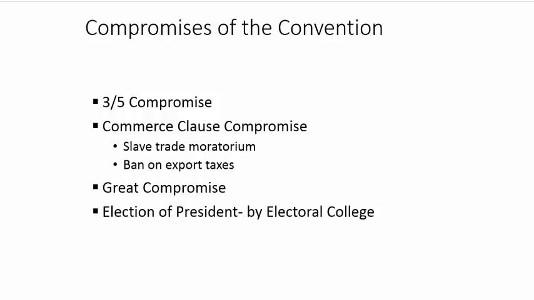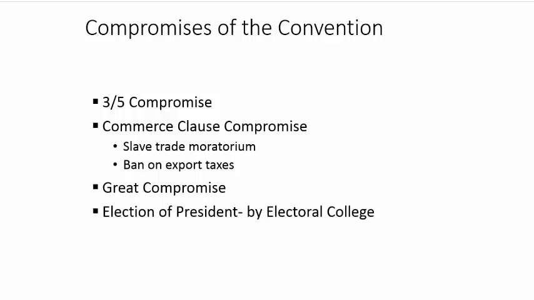The four compromises that we primarily focus on are the Three-Fifths Compromise, which dealt with the status of slaves. The southern states wanted to count the slaves as people for purposes of representation, but that and that alone. The northern states did not wish to count them for purposes of representation because it would have inflated the amount of power for the southern states rather substantially. In a couple of the states, like South Carolina, almost 40% of the population was slave.